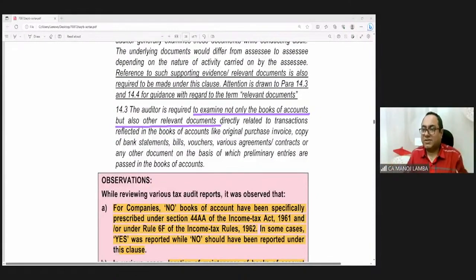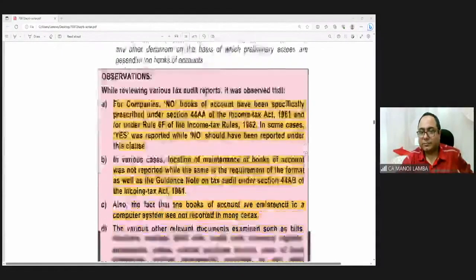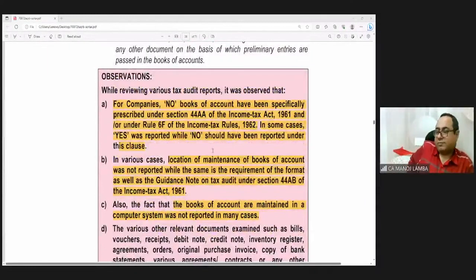And now, what are the observations? What common mistakes are we committing here, as pointed out by our Honorable Taxation Audit Quality Review Board? For companies, no books of account have been specifically prescribed under Section 44AA of the Income Tax Act 1961 or Rule 6F of the Income Tax Rules 1962. In some cases, yes was reported, while no should be reported in this case. Because, can a company carry on a profession? No. The answer to this question is straightforward: no.